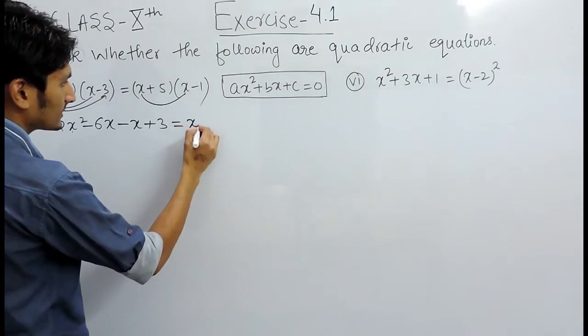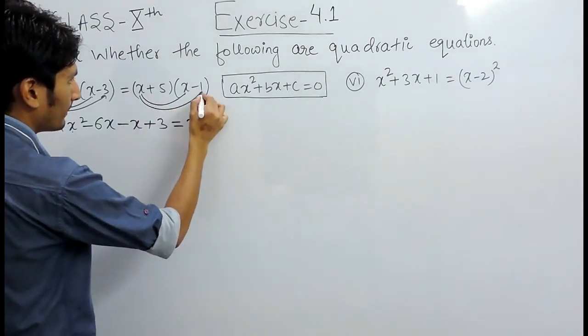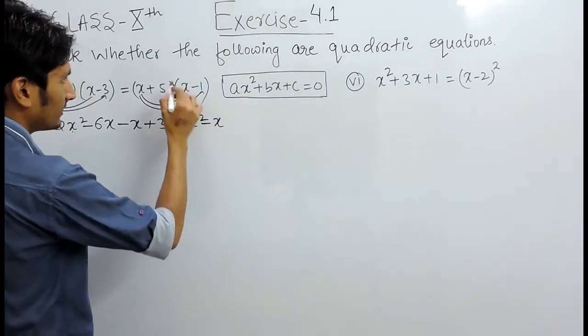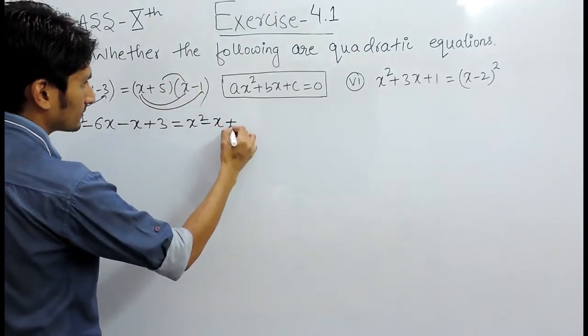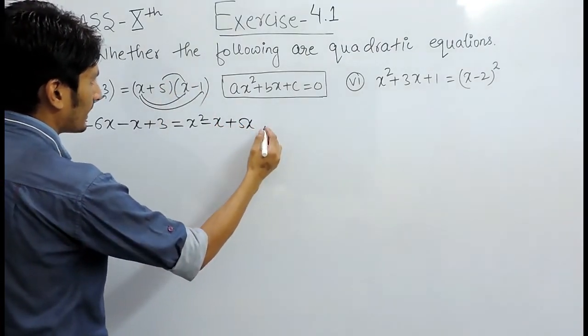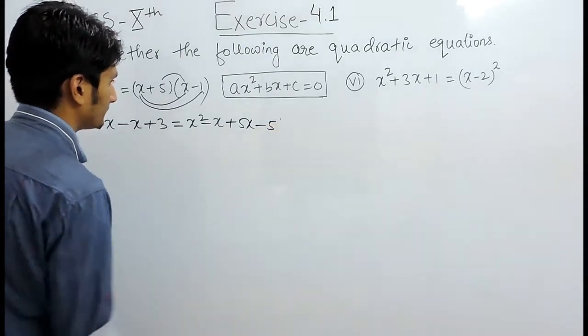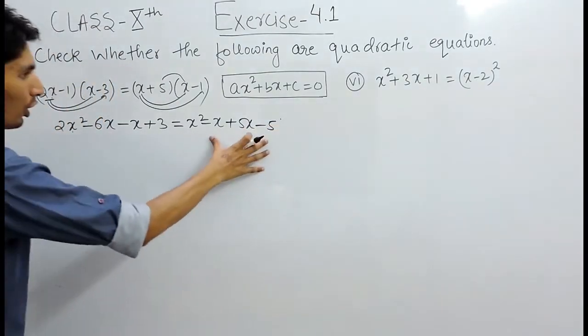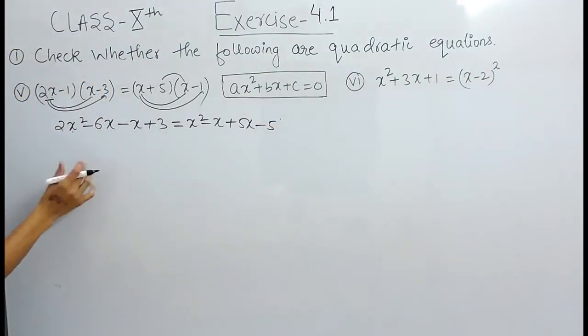Again you have to solve by multiplying this term with both the terms. So x multiplied by x is x square, x multiplied by 1 is minus x, 5 multiplied by x is 5x, and 5 multiplied by 1 is minus 5. Now you can shift all the terms to this side.